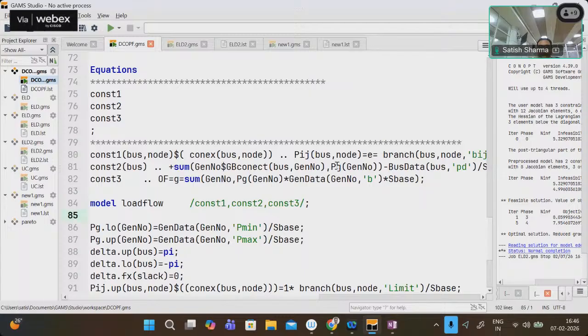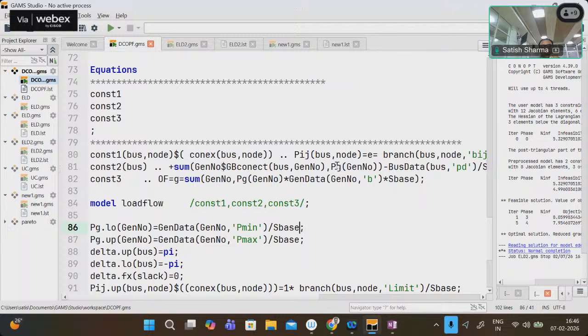Now, either you can model it, or you can get rid of this line 84 as well, because it is for load flow so far. So the same code can be used to obtain the load flow solution.